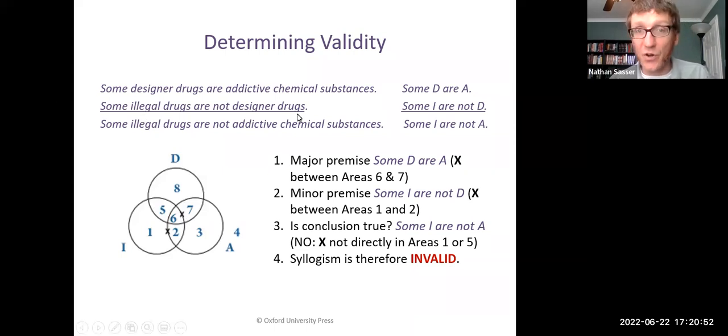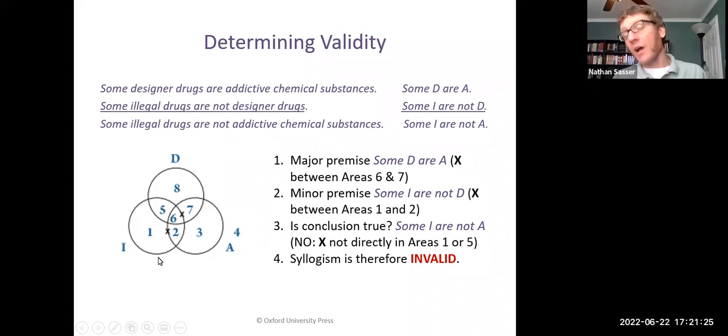Some illegal drugs are not designer drugs. Some I are not D. Now this is an O-type proposition, so it's going to be on one of the borders of 5, 2, or 7. I'm not touching the 6. But some I, so here's I, and we want to say they're not D, so they're not in the 5 and 6 area, so they're either in the 1 or 2 area. So the I's that are not D. And so we want to put the X on the border between the 1 and the 2. So that's why we put the X right there.